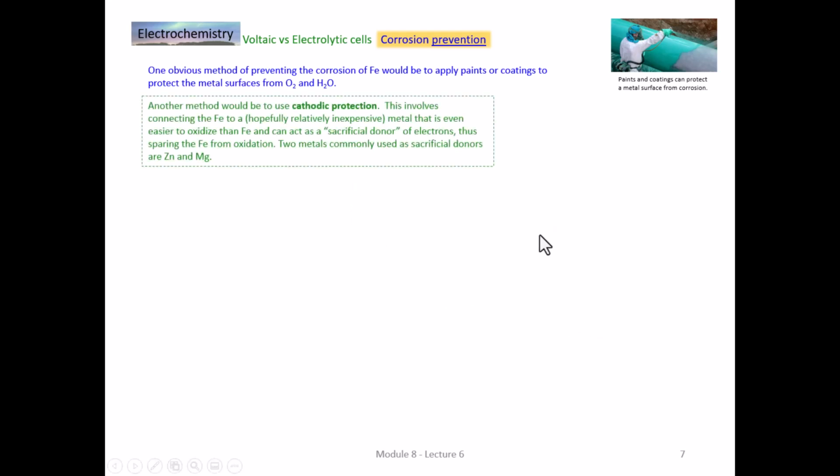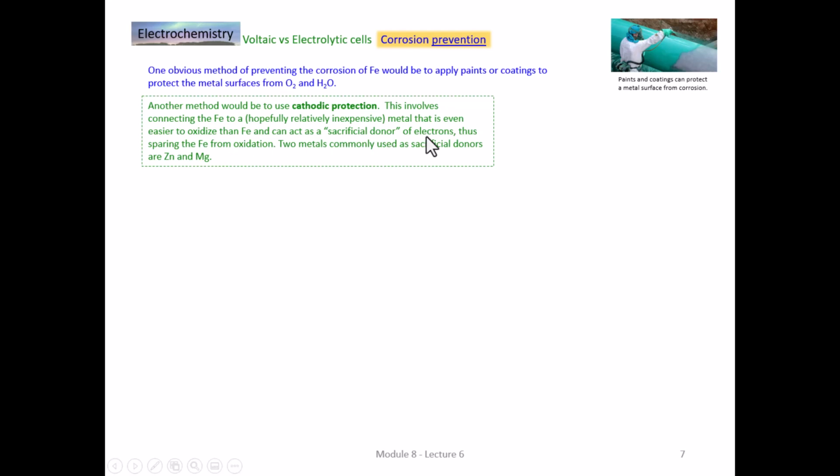Now, how might we prevent corrosion? Well, the most obvious thing is to paint the metal. So we have a picture of an individual coating a metal pipe with a paint that would keep oxygen from reacting with the metal at the surface of the pipe. Now, another method would be to use something called cathodic protection. And all this involves is connecting the iron to another metal that's hopefully not very expensive, that's even easier to oxidize than the iron and can be a sacrificial donor of electrons.